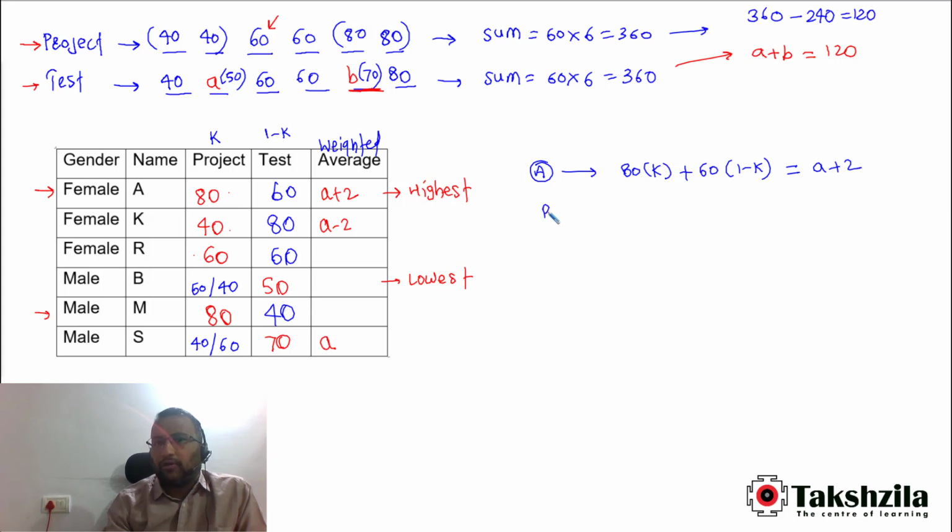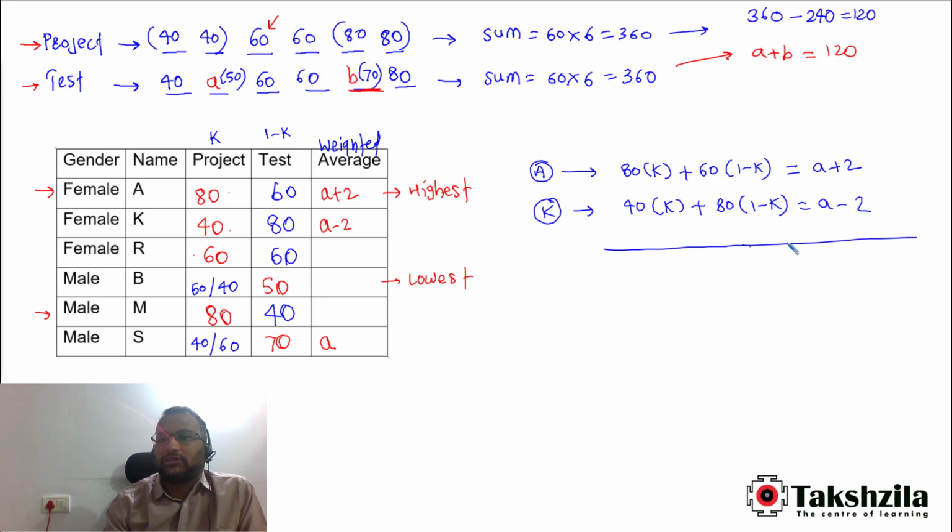And the aggregate score of K is going to be how much? Let's have a look at it. 40 into K plus 80 into 1 minus K is equal to A minus 2. So now what we will do is let's subtract these two equations. While subtraction we change the sign of second equation. So this is going to be 40 into k minus 20 into 1 minus k is equal to 4.